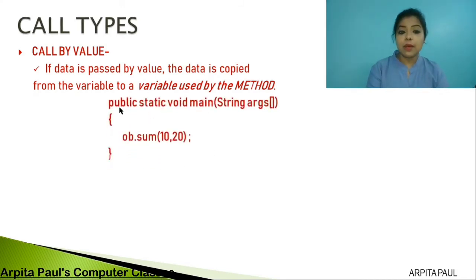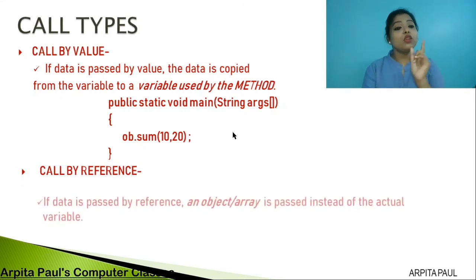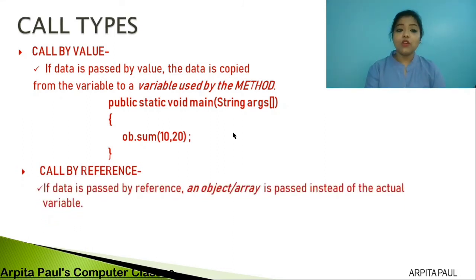Let me show you the example. Public static void main string args, then ob.sum. Using the object we are calling the sum method and passing two values 10 and 20. So this is called call by value. Directly we are providing the value. This is also called call by value or pass by value.